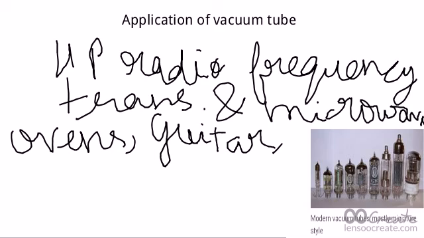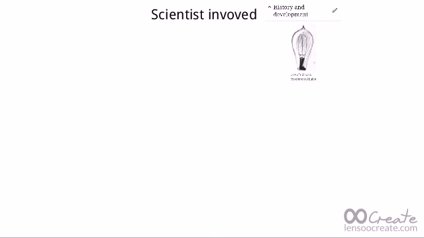Basically, vacuum tubes look like light bulbs with a filament sealed in a glass envelope from which all the air has been removed. You can see it's like a light bulb, with a filament sealed in a glass envelope, and air is not there. Many scientists are involved. Many great names like Edison, Marconi, Ambrose Fleming, De Forest, etc. are associated with electronics.